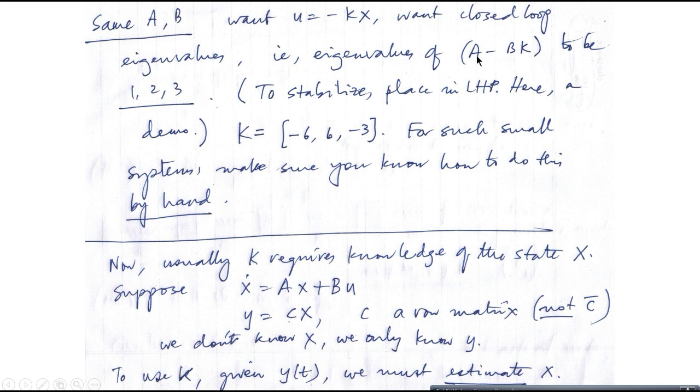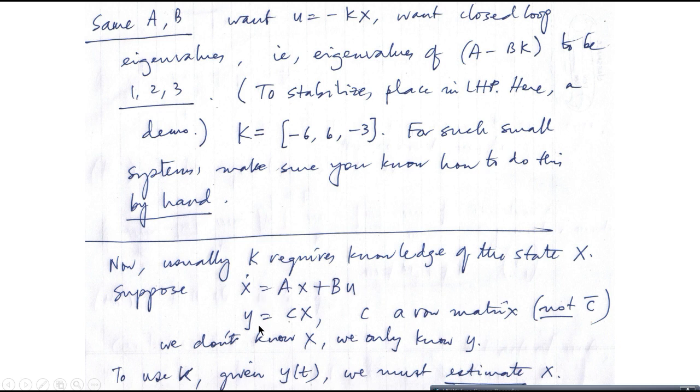Calculate what the row matrix K has to be for the eigenvalues of A minus BK to be 1, 2 and 3. Do this, you will get K is this matrix. For such small systems, that means 3 by 3, make sure you know how to do this by hand. I cannot be clearer than that. Now, usually K requires knowledge of the state x. What does that mean? If I use u equal to minus Kx, just knowing K is not enough. You need to know x.